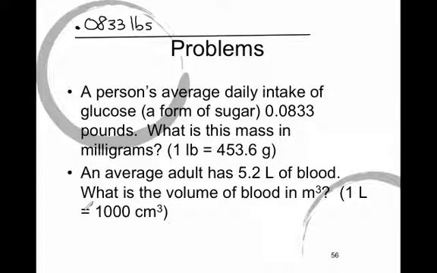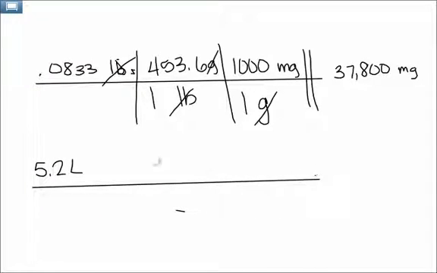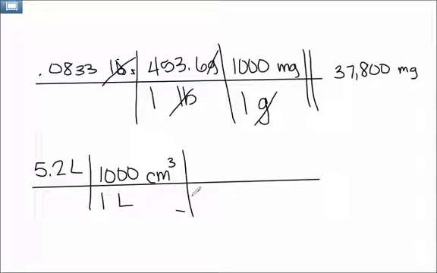Okay, average adult has 5.2 liters of blood. What's this volume in meters cubed? So we have 5.2 liters. And it gave us a conversion of 1 liter is 1,000 centimeters cubed. So liters go on top or bottom? So 1 liter is 1,000 centimeters cubed. But it wants meters cubed, right?